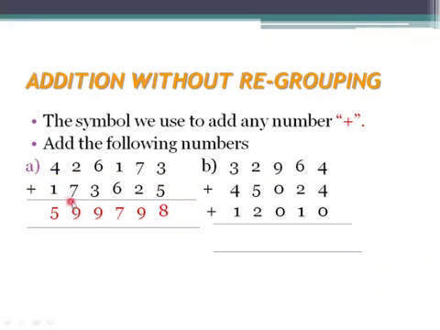426173 plus 173625. The addition symbol will be like this. This is called plus. If this symbol is there, you have to add. As I said first, the symbol we use to add any numbers is plus. Here we have given two numbers, and if this symbol is there, then you have to add.